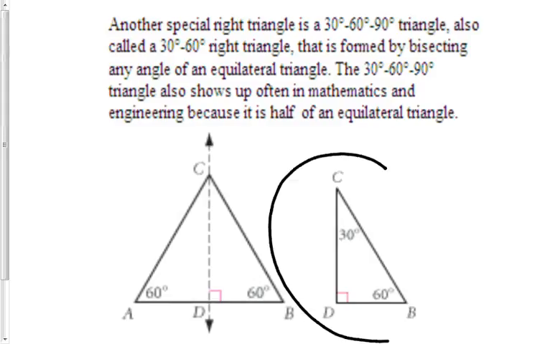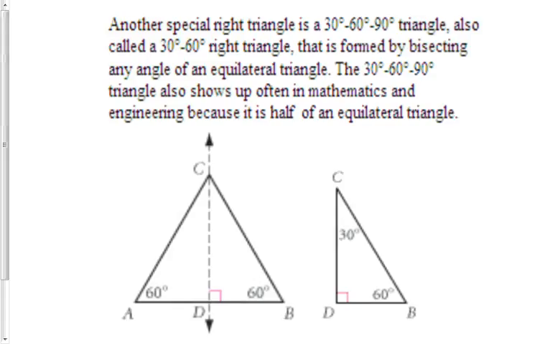We end up with a top angle of 30 degrees. The bottom right angle is still 60 because we didn't touch it. And of course, when we cut it, we created a perpendicular. So that third angle is 90 degrees. Now, the 30-60-90 triangle shows up in math a lot in engineering because it's half of an equilateral triangle. So it's a valuable triangle.